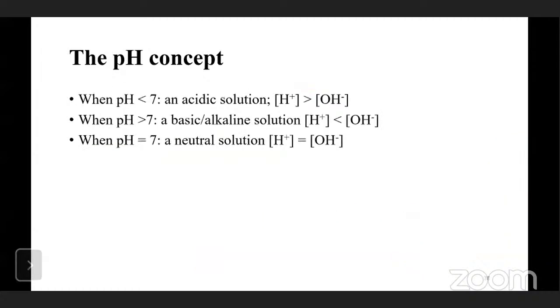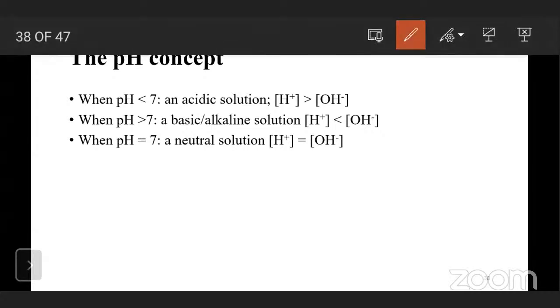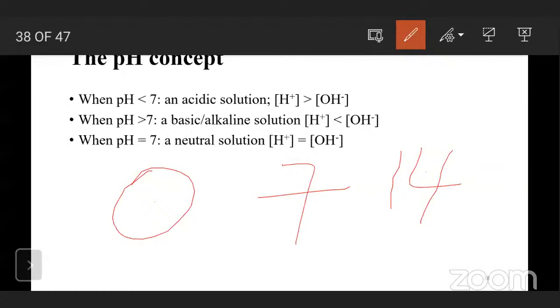This pH concept also has its own scale. Maybe we'll talk about it later. The pH ranges basically between 0 and 14. You can have something beyond that, but on a normal pH scale, we talk about 0 to 14. If you have a pH of 0 to something less than 7, then we'll say that solution is acidic. That is, if the pH is less than 7, the solution is acidic, and the hydrogen ion concentration is greater than the hydroxide ion concentration.